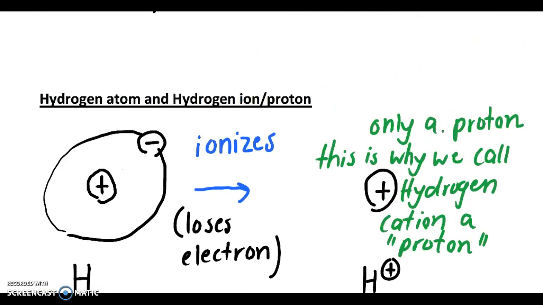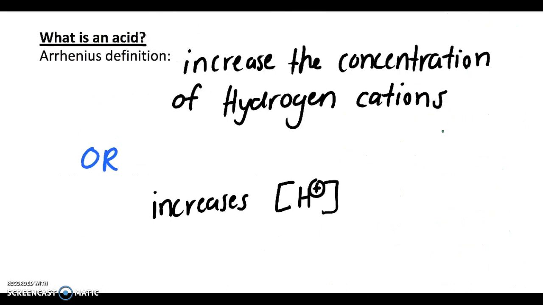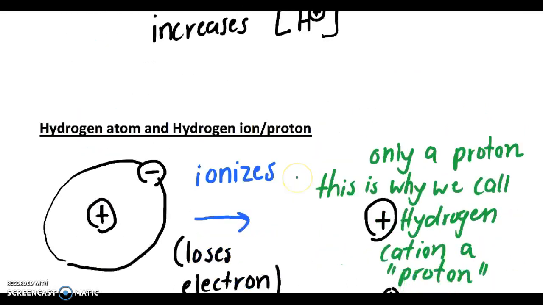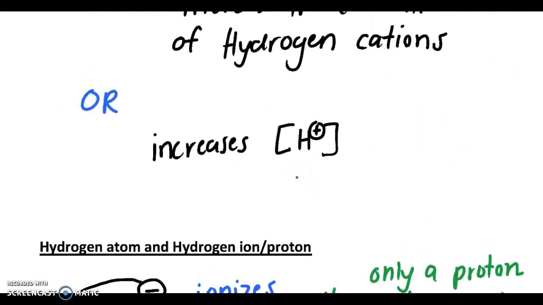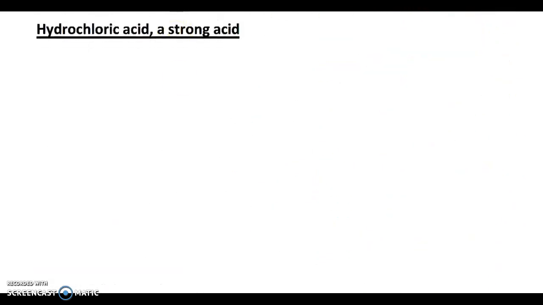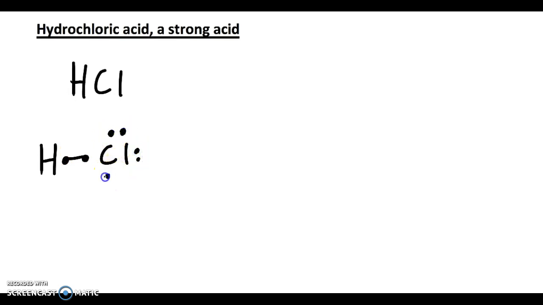Okay, so back to acids. We said that acids increase the concentration of hydrogen protons. So let me give you an example of a very strong acid, hydrochloric acid. And abbreviated, it's just HCl. And this is what it looks like. So hydrogen covalently bonded, which is 2 electrons here, to a chlorine atom. And this has 3 lone pairs.